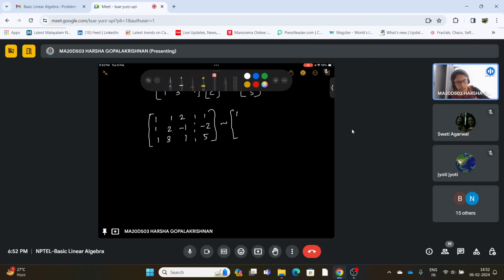So this is our augmented system. Now we will reduce it to its echelon form. So first row, yeah. Second row: first element we have kept as 1. What we need to do is make the second row, first element 0. So second row changes to R2 minus R1. So 2 minus 1, minus 3 and minus 3.